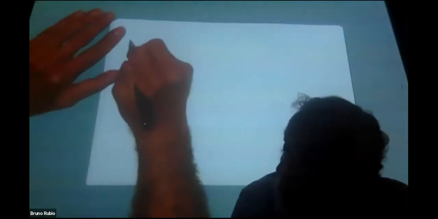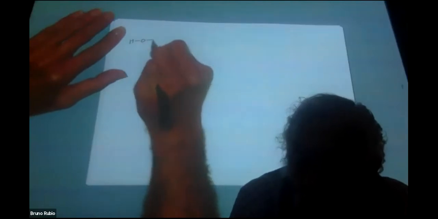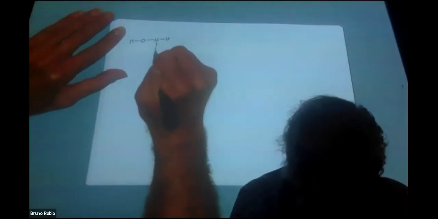So how did we do? Getting the hang of it? Yes? All right, let's just try more and more examples. Okay, how about draw a resonance structure?